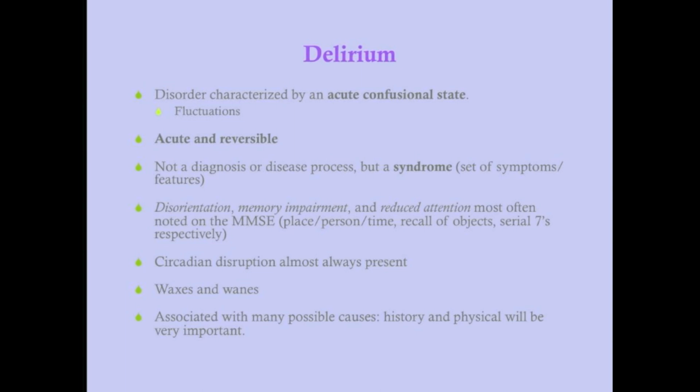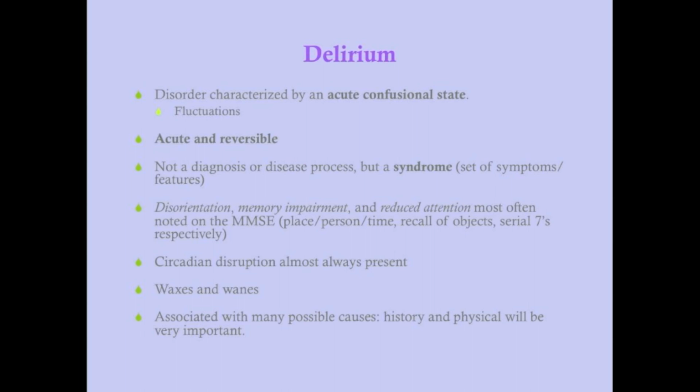So as we mentioned, it's acute and reversible. Delirium is not a chronic state by definition. Delirium is also not a diagnosis. We don't diagnose people with delirium. Delirium is a syndrome, so it's a set of symptoms that coincide with each other. There are multiple causes of delirium, and so delirium is not an actual diagnosis. It's a state of being.